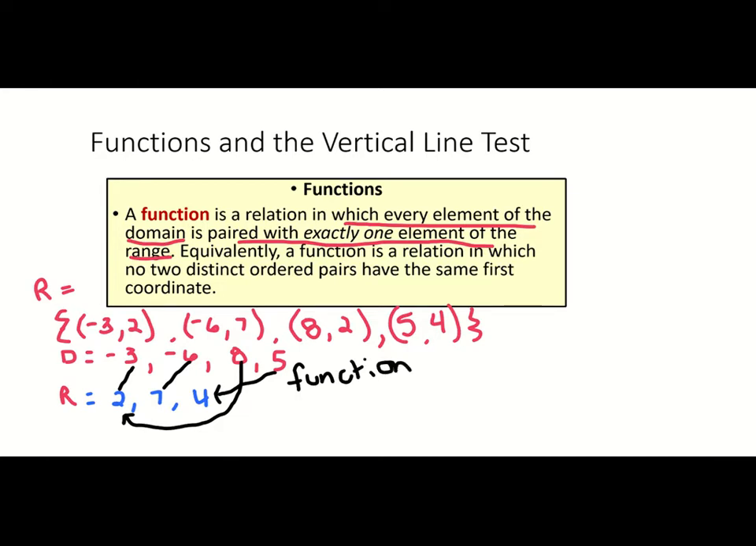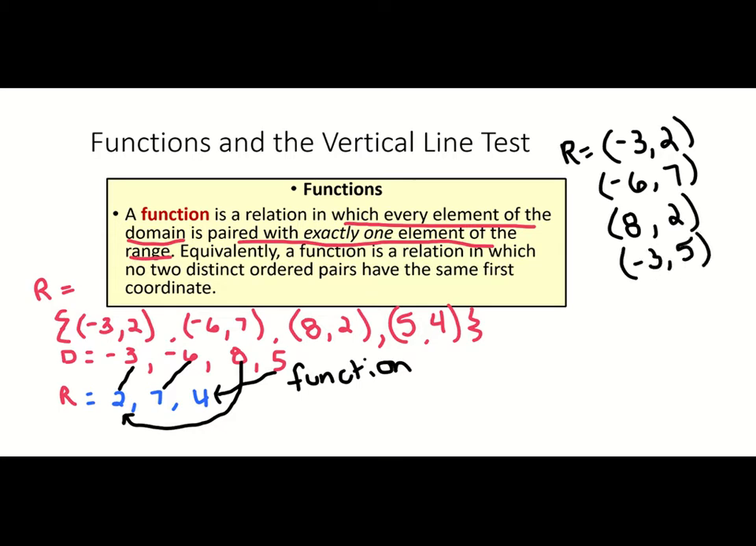But if I created another relation, so let me make another relation, and I'm going to do (-3, 2). I'm going to make it similar to the other one. (-6, 7). We'll do (8, 2). And then I'm going to do (-3, 5). So now for this one, my domain is -3, -6, and 8. And again, I only have to write -3 once because it's repeated. My range is 2, 7, and 5.